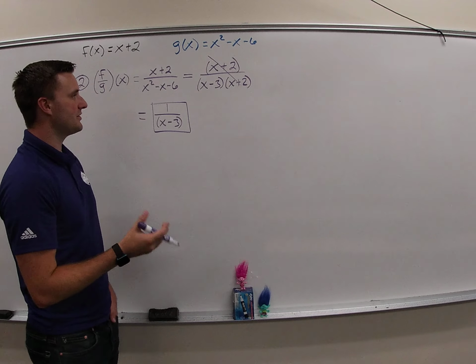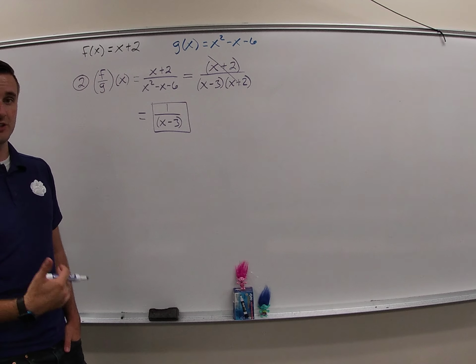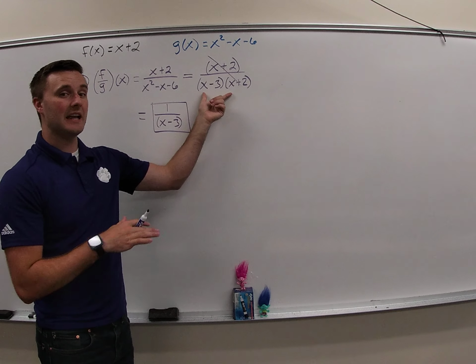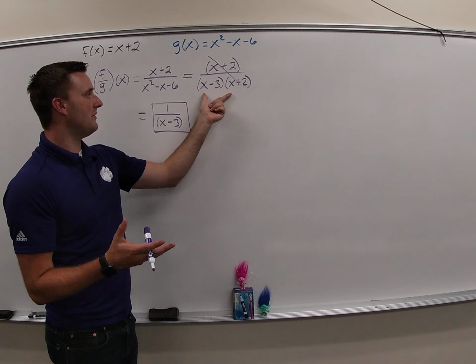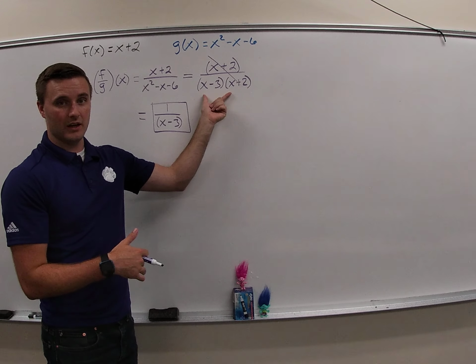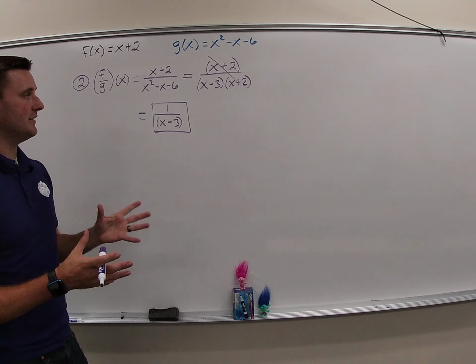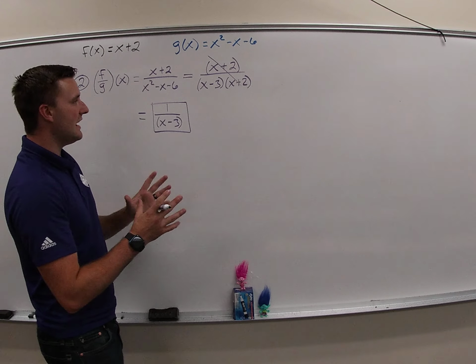Now this is the answer, but you're technically not done. A lot of times questions will ask you for domain restrictions. What is a value of x in the denominator that you cannot have? Because if I replace that value in for x, I would get a 0 in the denominator, and you cannot divide by 0.